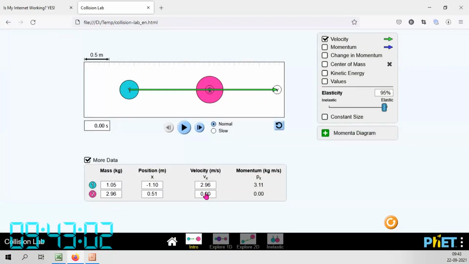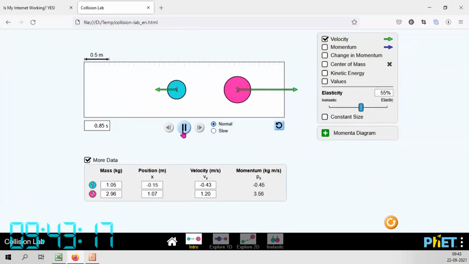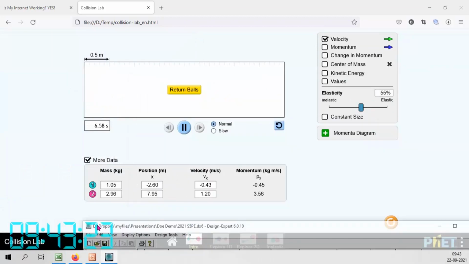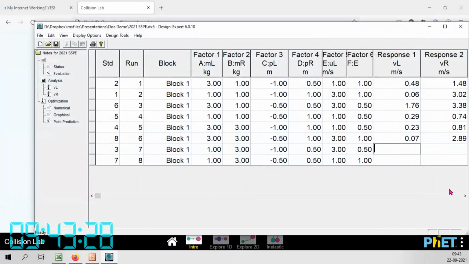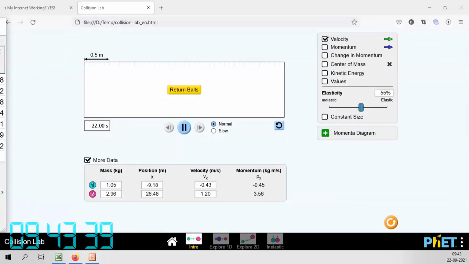Final initial velocity of the right ball, we always keep 0. Velocity, let us keep 0.5 is required, so I'll keep 0.55. Let us do the experiment. So now I have to enter. So result minus 0.43, 1.20. Minus 0.43, 1.2. Okay, next is 1, 3, minus 0.5 plus 0.5.